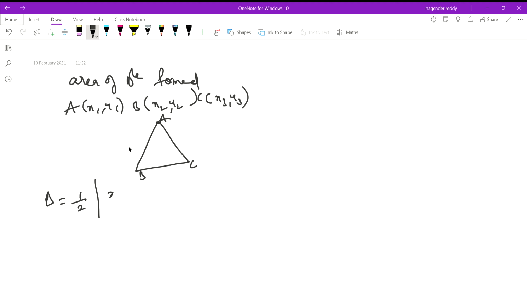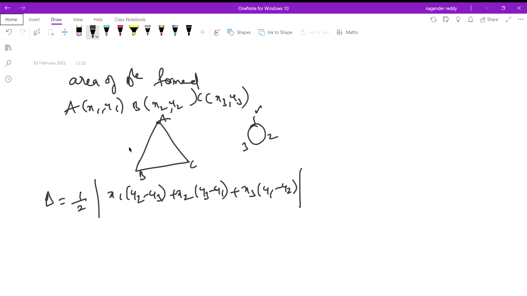The formula is x1 into (y2 minus y3) plus x2 into (y3 minus y1) plus x3 into (y1 minus y2). How to remember this? I have a small technique for you. Suppose 1, 2, 3. If x1 is there, y2 minus y3. If x2 is there, y3 minus y1. If x3 is there, y1 minus y2. So like that you should remember. So this is the formula to identify the area.